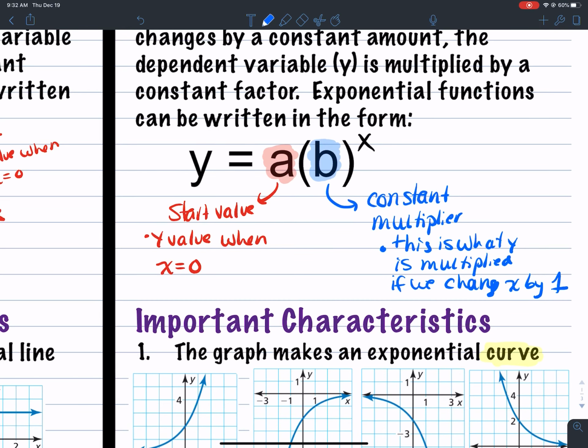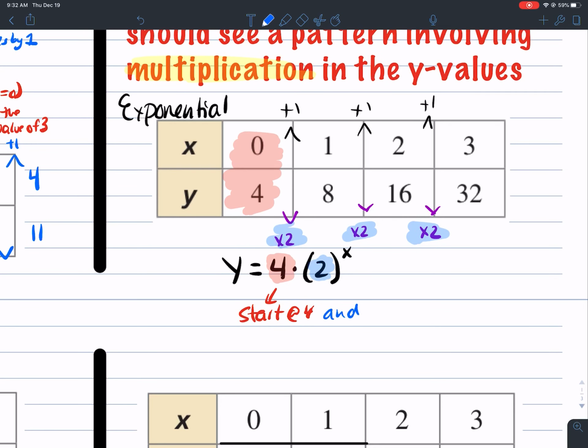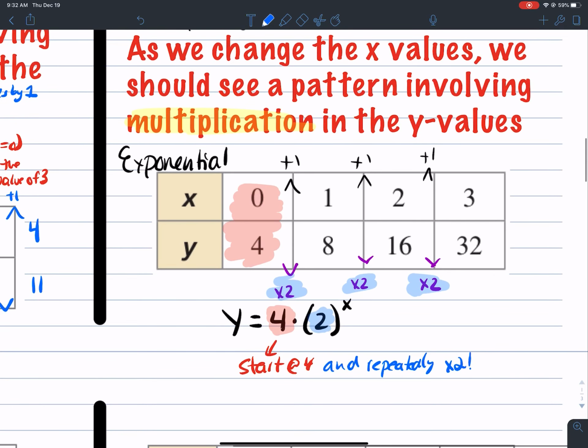So let's go back and reanalyze that equation that we wrote. So this 4 value is supposed to be the y value when x is equal to 0. So we can see that here. So I view this as the table starting at 4. And then this times 2 is what we're doing every time to get the new y value. So we can view this as starting at 4 and repeatedly, over and over, multiplying by 2. So that's the general idea for an exponential function.